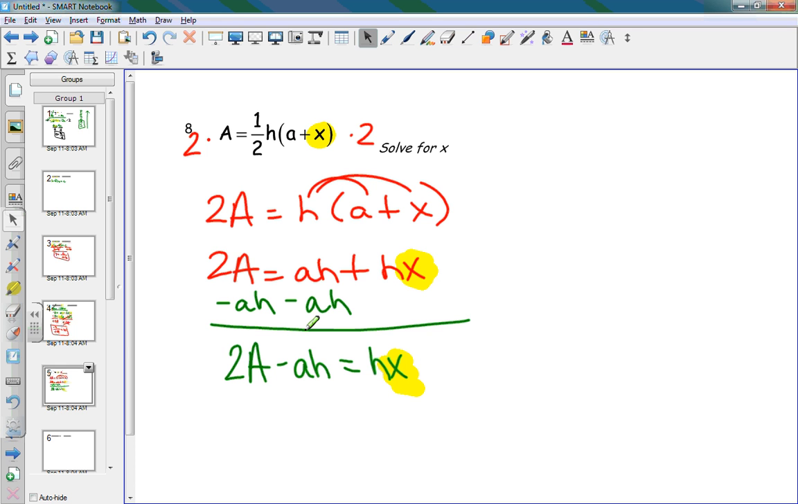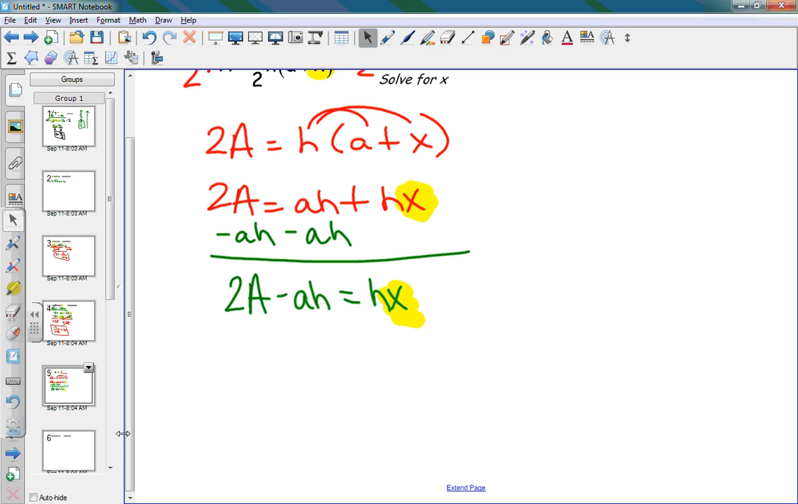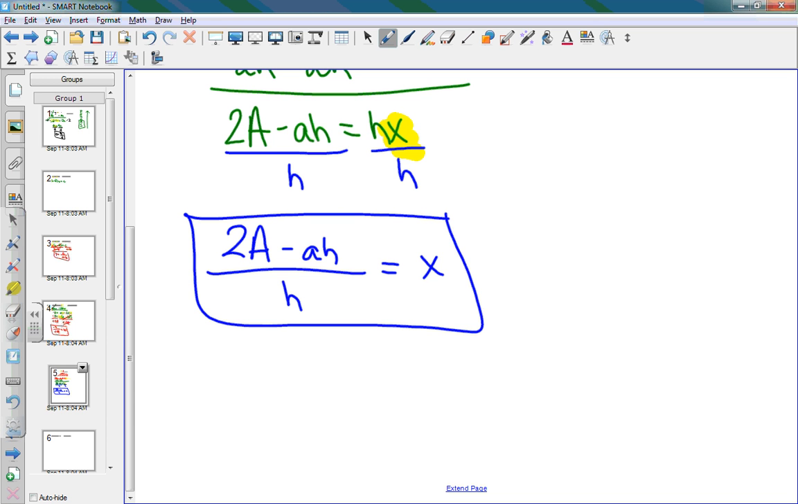Okay? Now, with that said, what is attached to the X? H. So what do I need to do? Divide by H on both sides. Now, both sides means the entire side. So that's going to be 2 capital A minus AH over H is equal to X. Do we all see that problem?